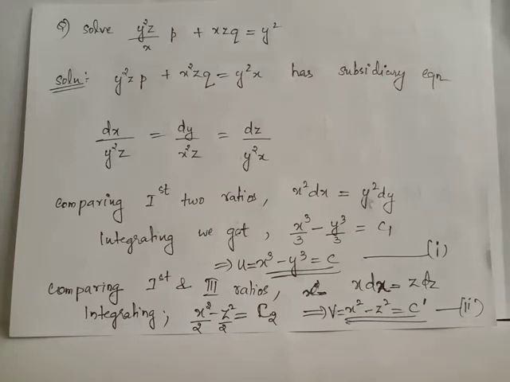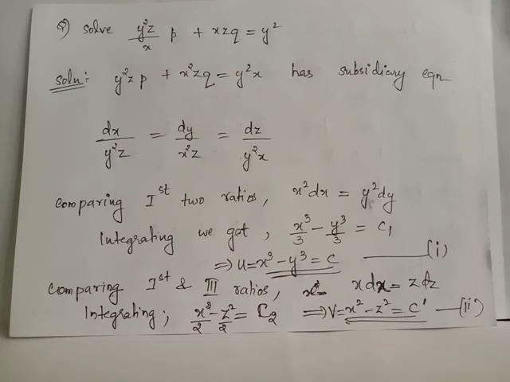You bring both the terms containing x and y to LHS and we have x cube minus y cube equals 3 times c1. 3 times c1 is yet another constant which can be considered as capital C. So you can write the solution obtained by comparing first two ratios is u equals x cube minus y cube equals constant of integration C.